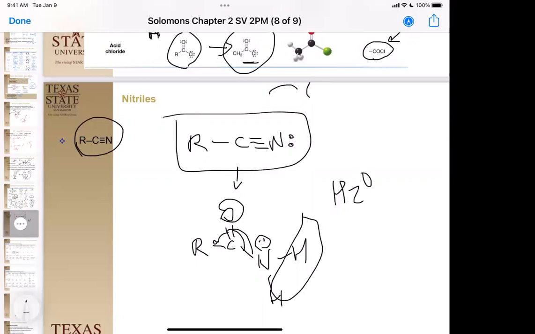Questions on that? So quick: how many sigma bonds and pi bonds do we have between that nitrogen and that carbon?